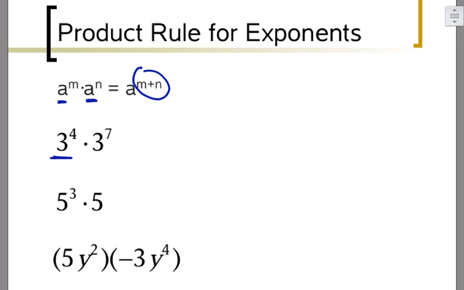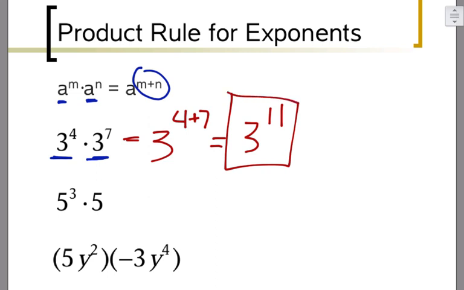So here we have 3 to the 4th power times 3 to the 7th power, and what you do is you leave the base of 3 and you just go ahead and add the exponents of 4 and 7, and that gives you 3 to the 11th power. And that is actually your answer. You could figure out what 3 to the 11th is on your calculator, but it would be really big. So we'll just leave it as 3 to the 11th.